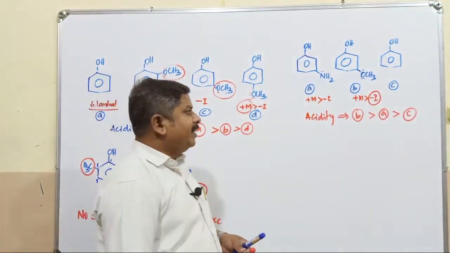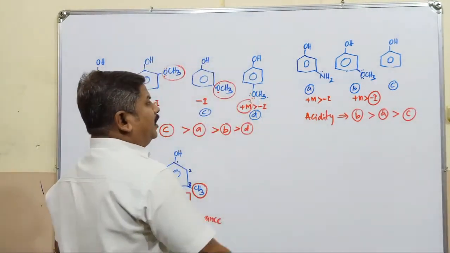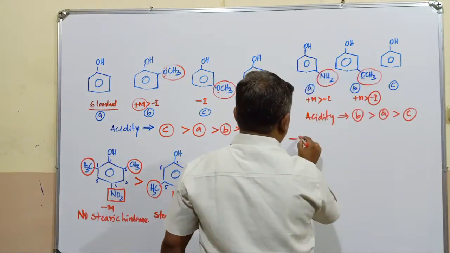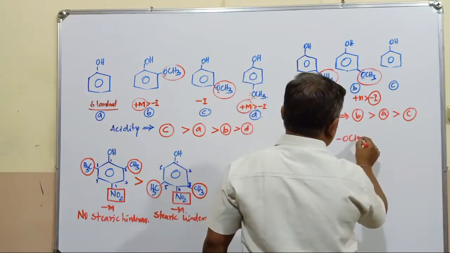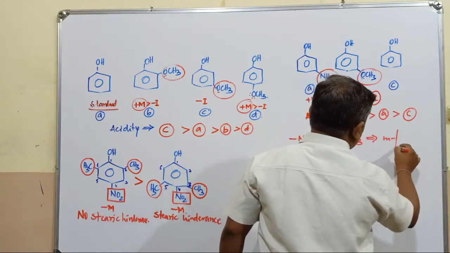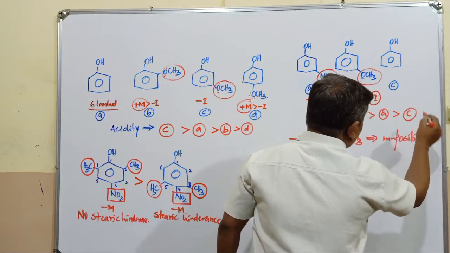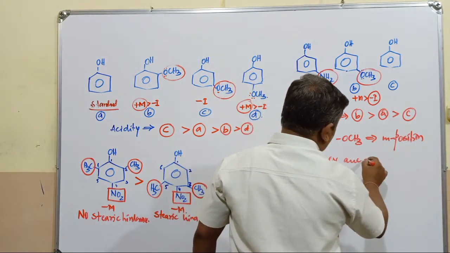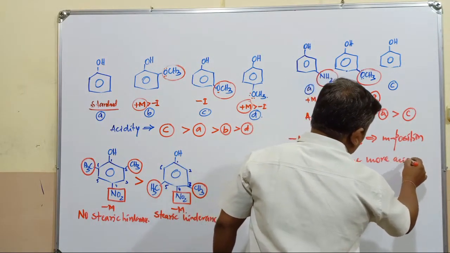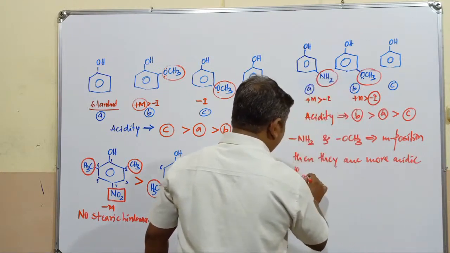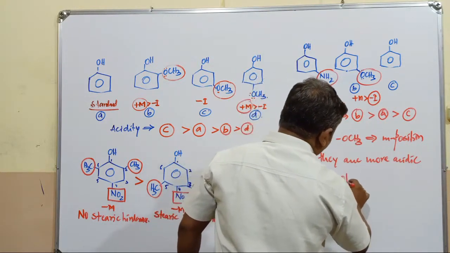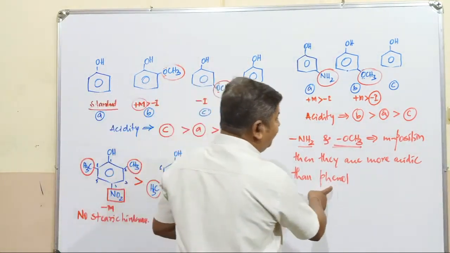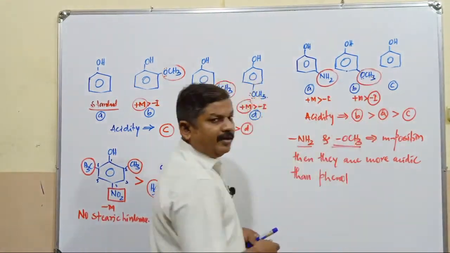One very important point to remember: whenever the amino group and the methoxy group, NH2 and OCH3, are present at the meta position, the compounds are more acidic than standard phenol. Even though these groups are only considered electron releasing groups, those compounds are more acidic when compared to phenol. The reason is that they show a certain amount of minus effect.